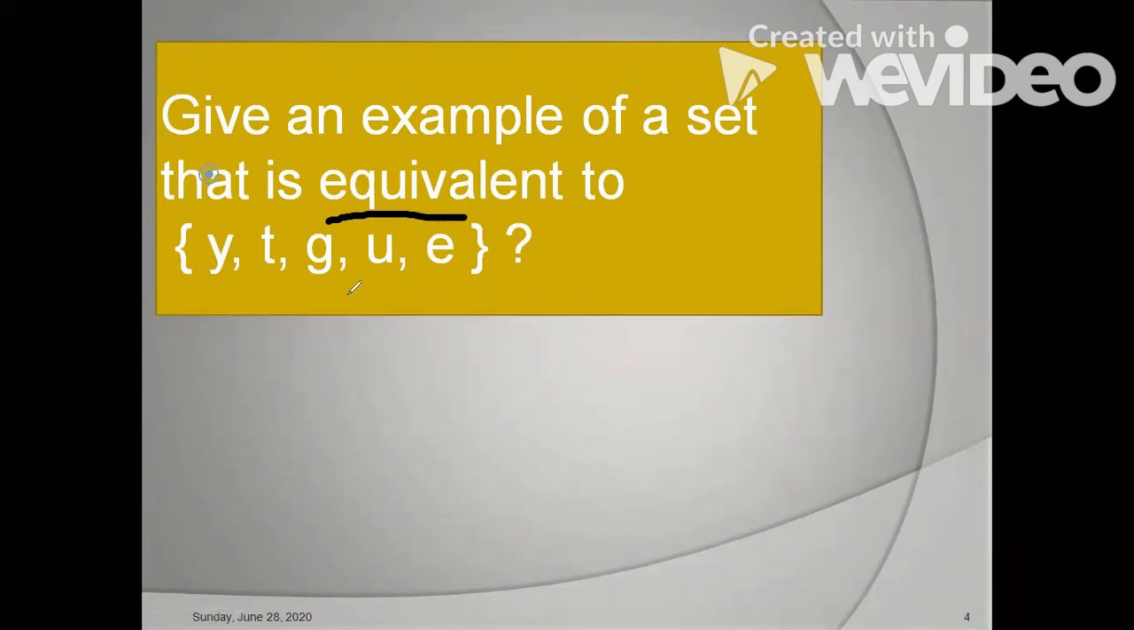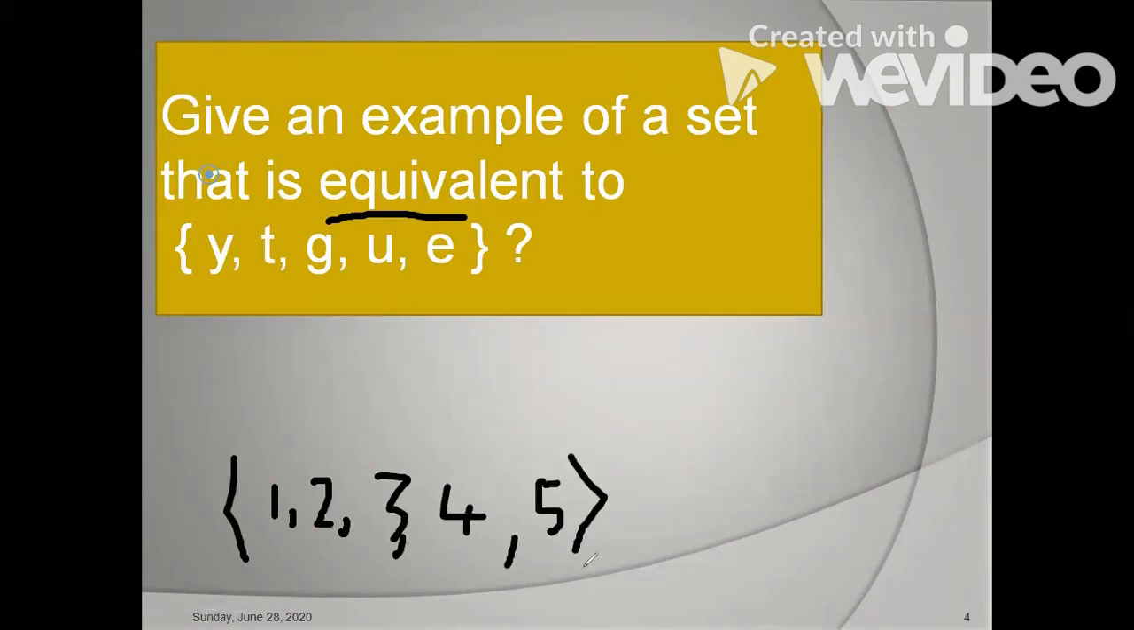So for example, you have a set 1, 2, 3. You have a next set A, B, C. Those two sets are equivalent. Alright? So let's just give an example. You can just put anything. You could put like 1, 2, 3, 4, 5. I mean, you could put anything.